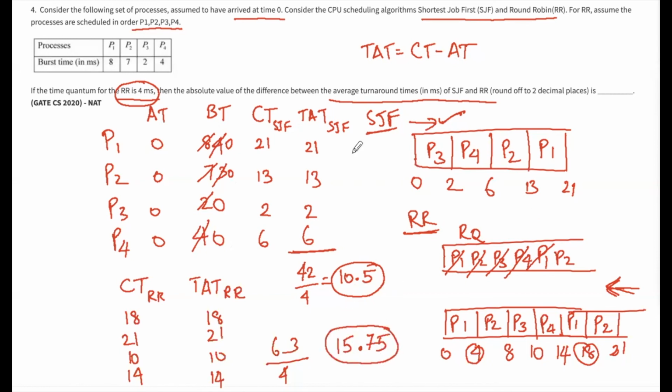Now what are they asking? The absolute difference, right? So the absolute difference, the modulus of 10.5 minus 15.75, is 5.25. So my answer will be 5.25. Okay. I hope you understood this.